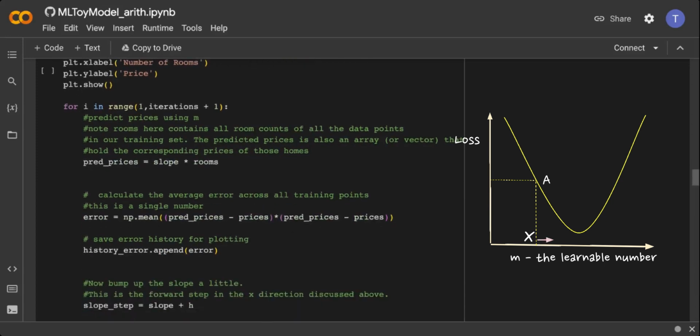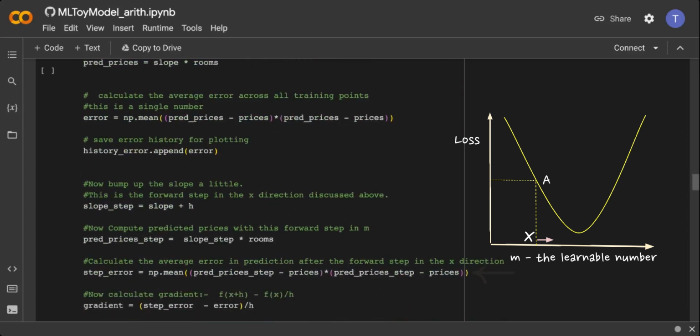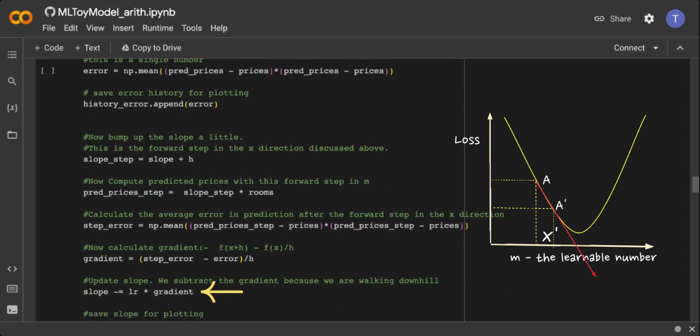We now increment m by a small step. This gives us the x-coordinate of point A prime. We recompute the average loss again to get the y-coordinate of point A prime. We can now compute the slope, or the gradient, between these 2 points. We subtract a small fraction of this gradient from m. This fraction is called the learning rate. We chose this value up front.